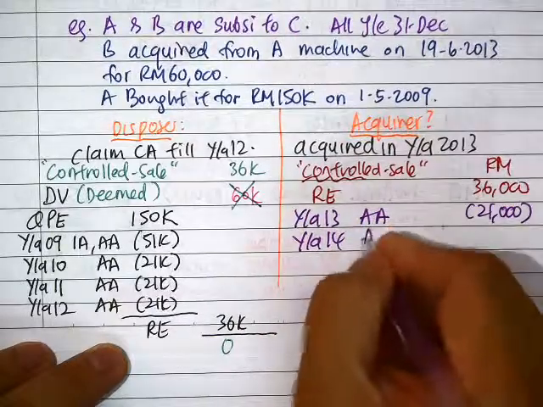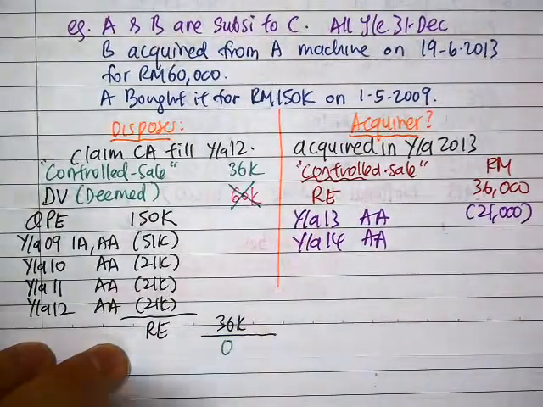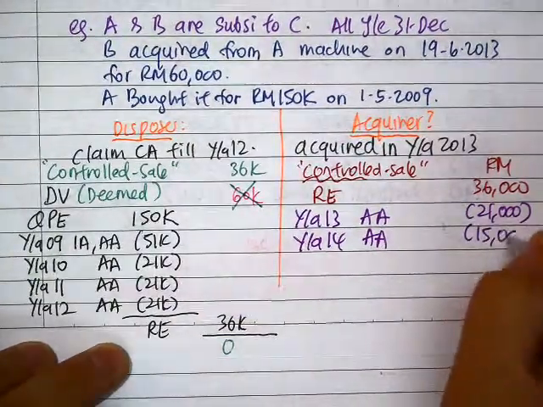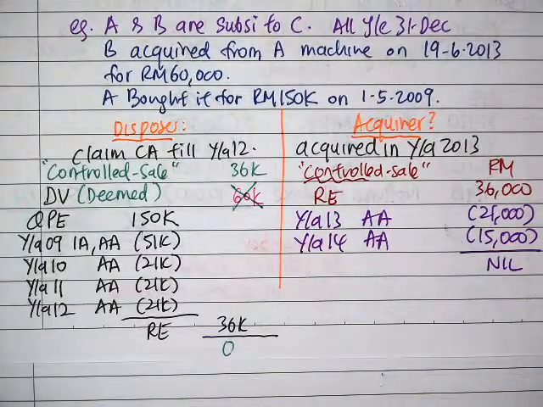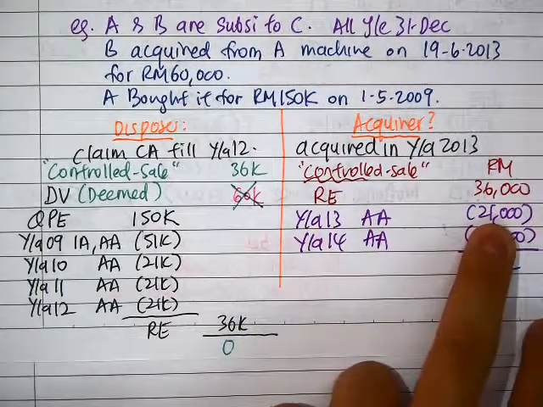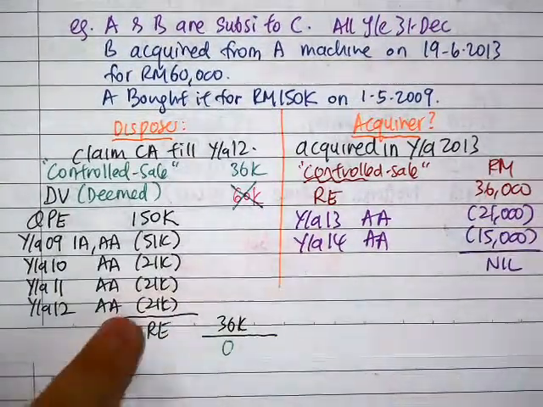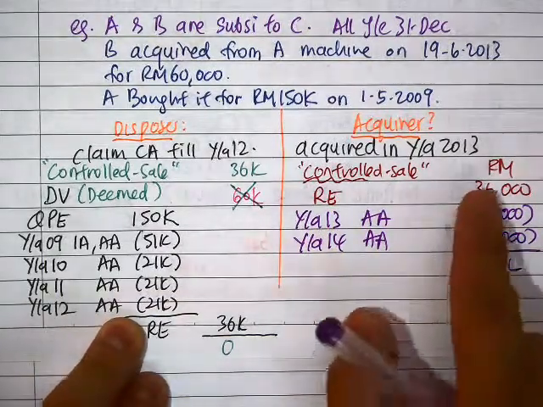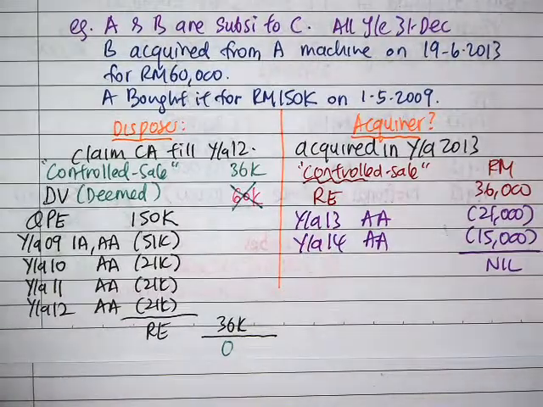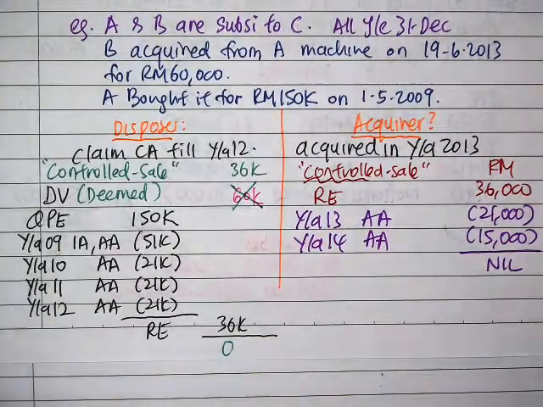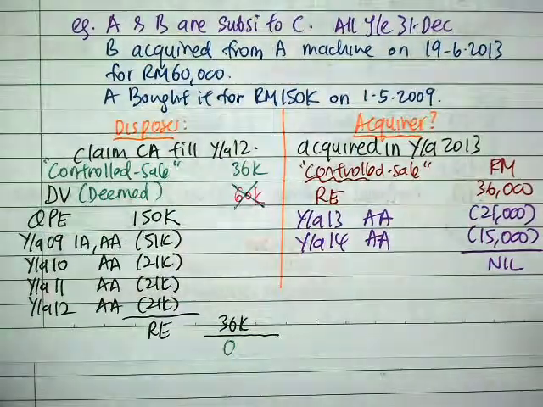Y2014, your AA will be 15. And then finish. So you only get 2 more years to claim, 21 and 15. Now why 21? Because the original owner claimed 21. And you don't take 36,000 and times 14% again. So it's not like that. You just continue claiming. Follow? Now this is the principle when you have control sale. It will be like that.